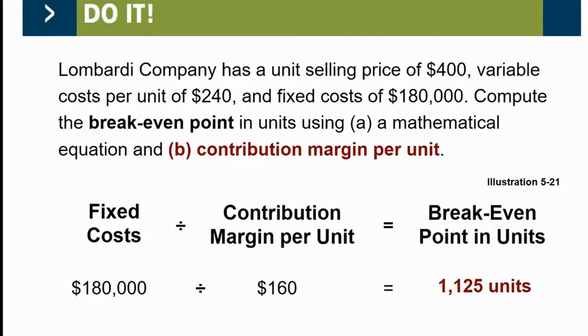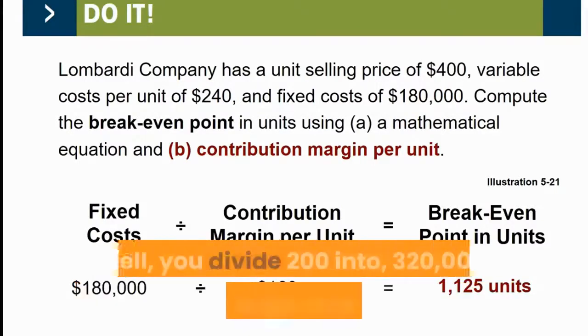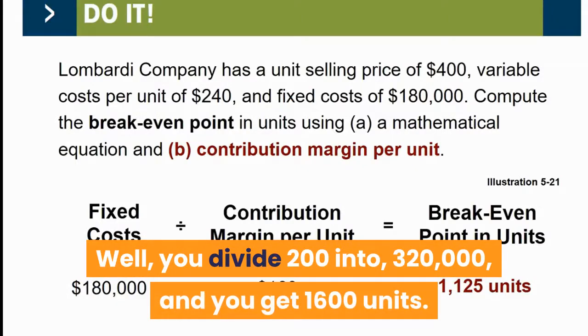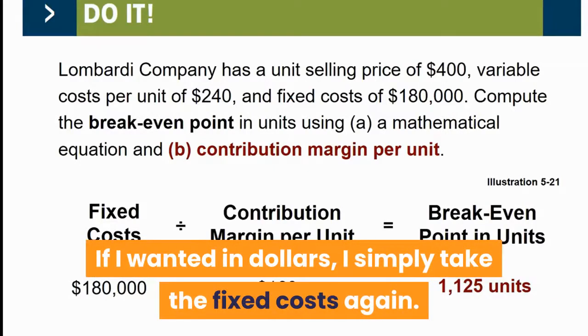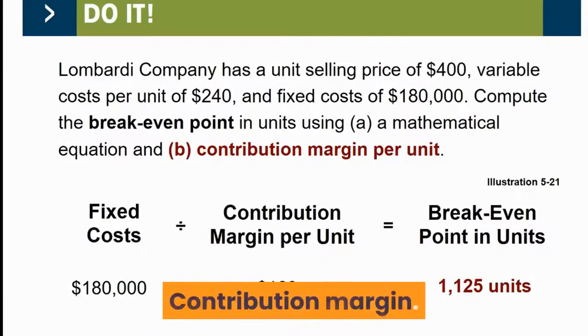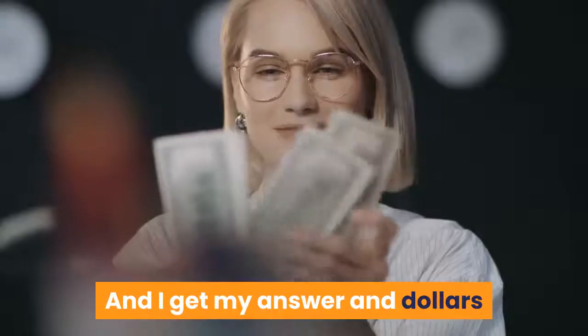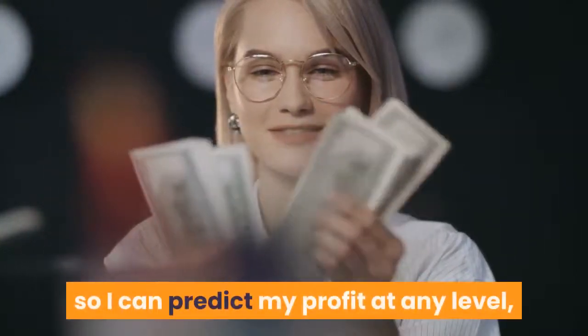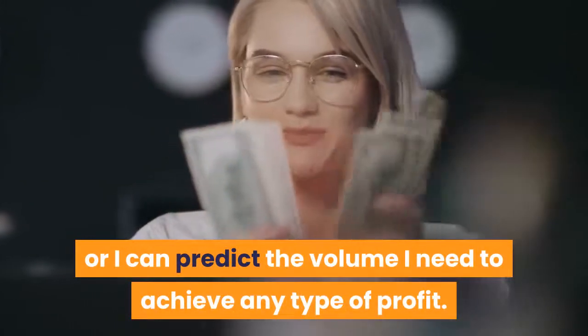And I'm going to make 200 contribution margin per unit that I sell. So how many units do I have to sell? Well, you divide 200 into 320,000, and you get 1,600 units. If I want it in dollars, I simply take the fixed costs plus the target net income, divided by the contribution margin ratio. And I get my answer in dollars, so I can predict my profit at any level, or I can predict the volume I need to achieve any type of profit.